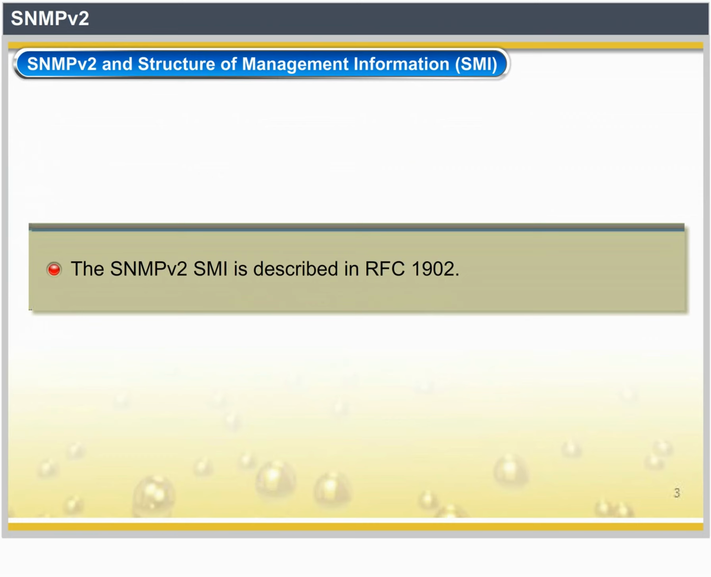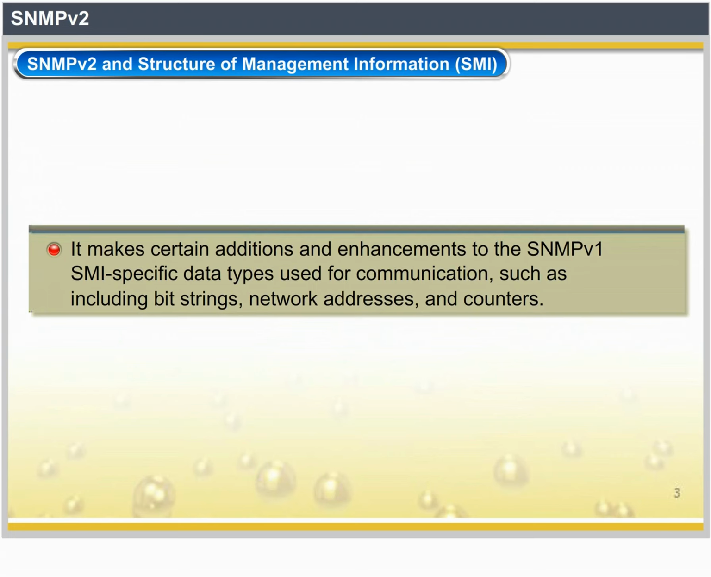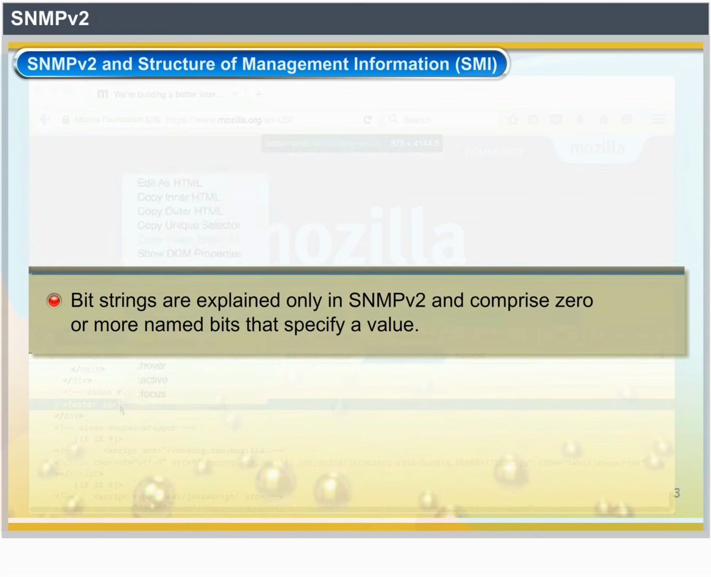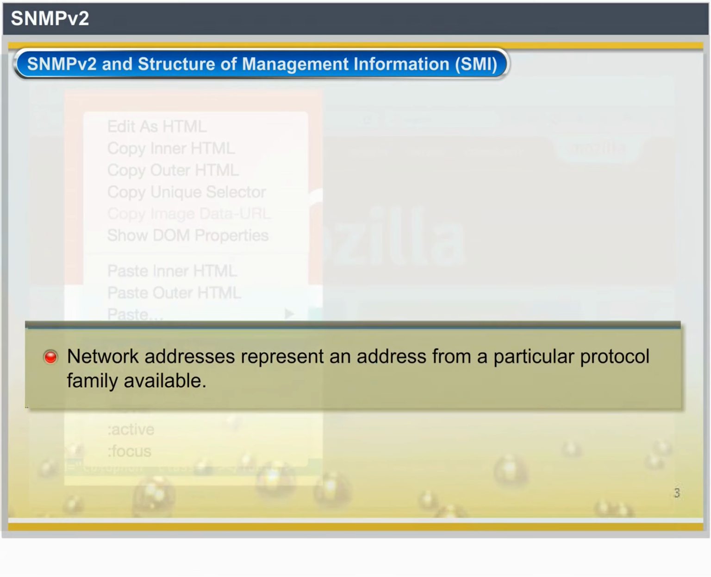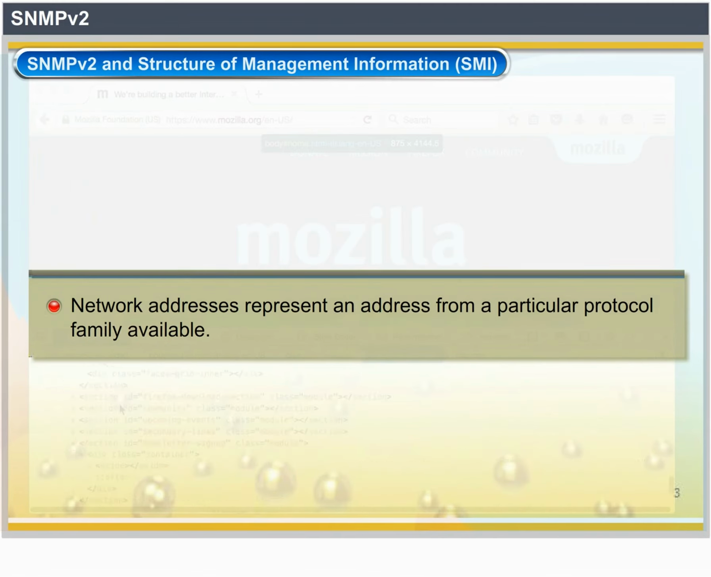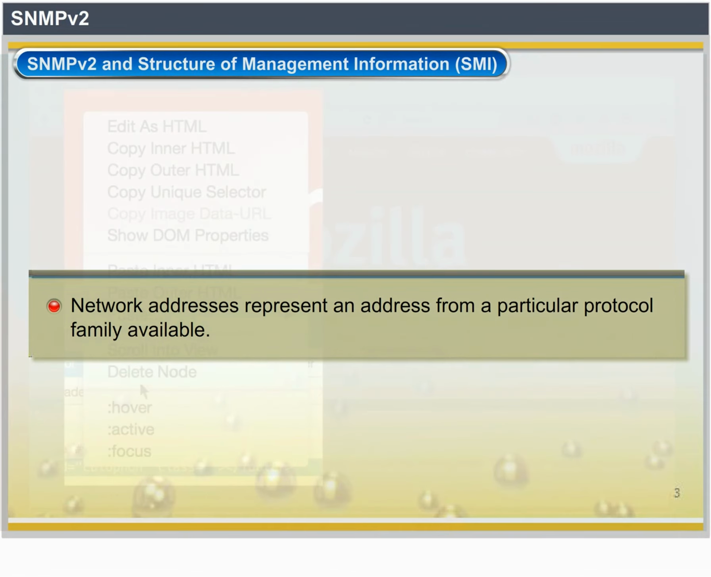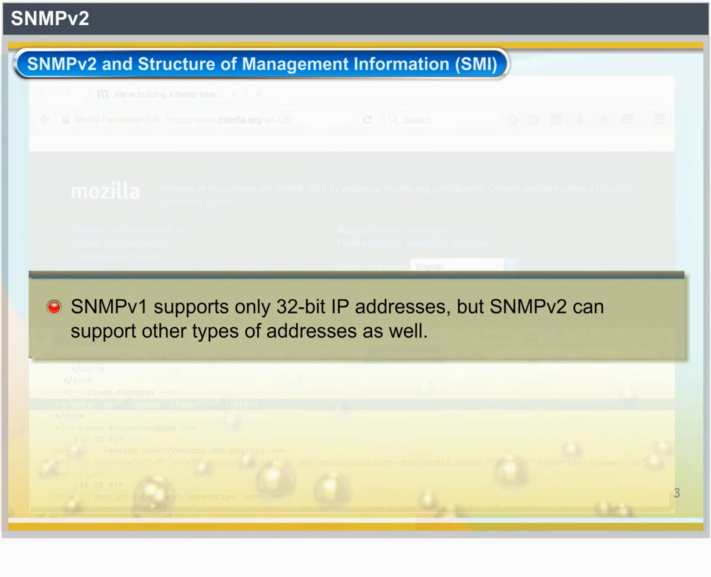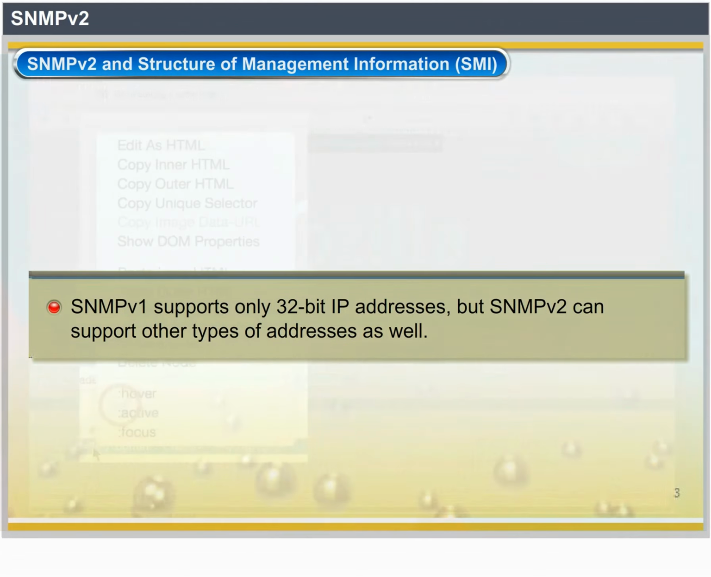It makes certain additions and enhancements to the SNMP v1 SMI-specific data types, such as including bit strings, network addresses, and counters. Bit strings are defined only in SNMP v2 and comprise 0 or more named bits that specify a value. Network addresses represent an address from a particular protocol family. SNMP v1 supports only 32-bit IP addresses, but SNMP v2 can support other types of addresses as well.